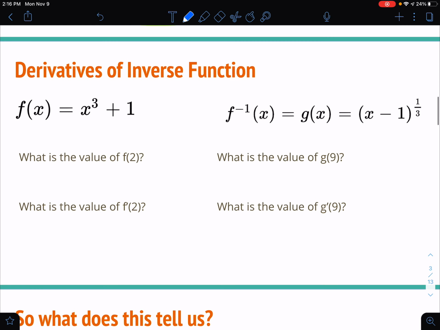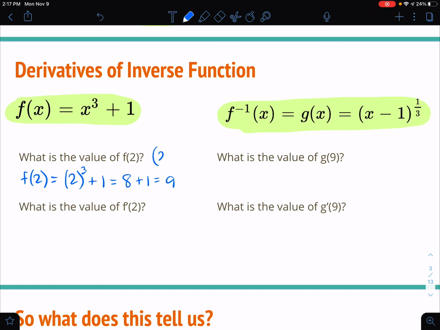So let's try x to the third. I already did that inverse for you, and we're also going to call the inverse g of x. So I have this function, x to the third plus 1, and then I have this function where they're telling me that it's an inverse, x minus 1 to the 1/3 power. So let's find f of 2. 2 to the 3rd plus 1 is going to be 8 plus 1, which is going to be 9. So I have the point (2, 9).